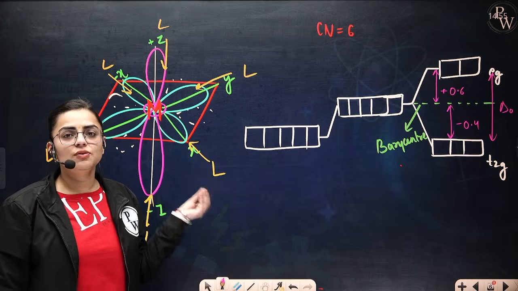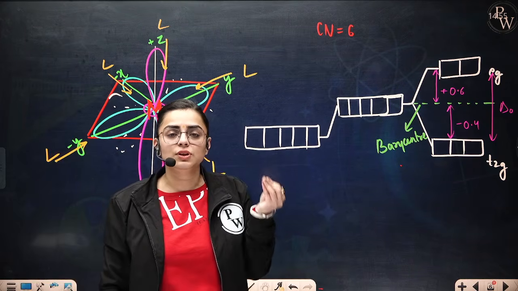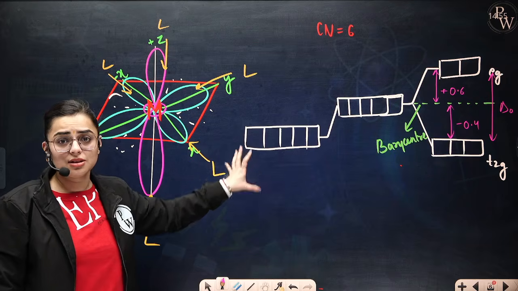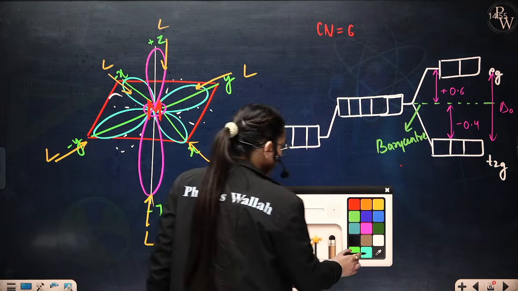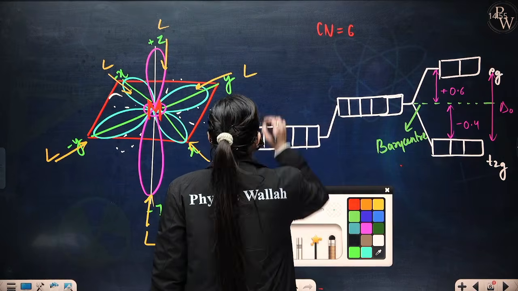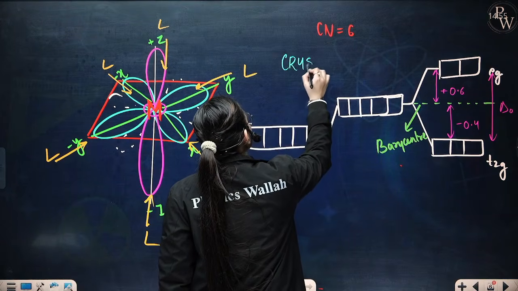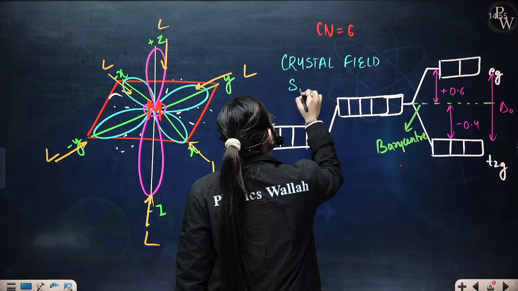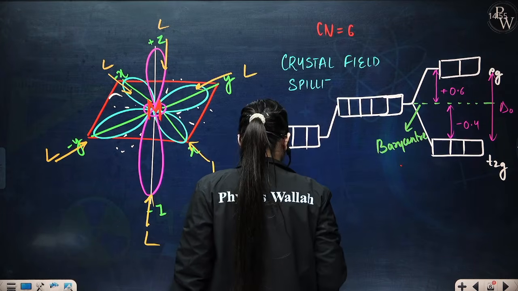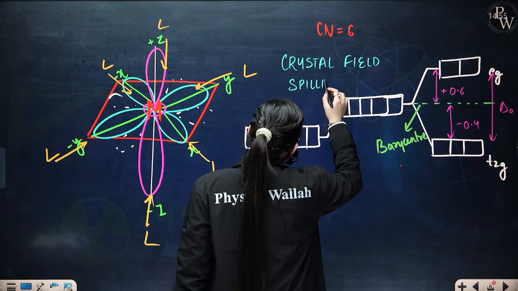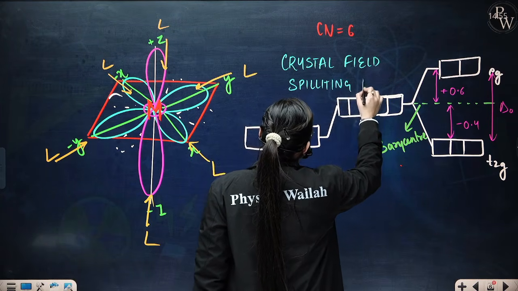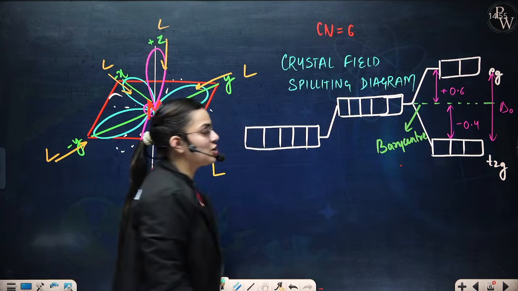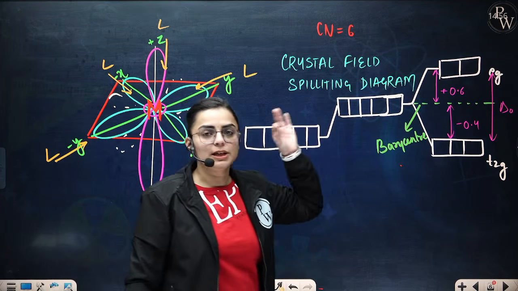Now students, here we shall be seeing the various cases in which we are going to fill electrons. Now I have told you how this is made, and how this is referred to as the crystal field splitting diagram. This is referred to as the crystal field splitting diagram. Now students, we shall be calculating the value of the crystal field splitting energy.